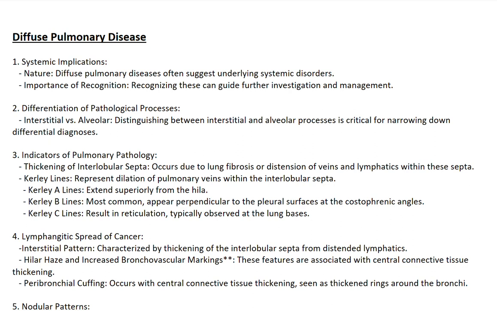4. Lymphangitic spread of cancer. Interstitial pattern, characterized by thickening of the interlobular septa from distended lymphatics. Hilar enlargement and increased bronchovascular markings. These features are associated with central connective tissue thickening. Peribronchial cuffing occurs with central connective tissue thickening, seen as thickened rings around the bronchi.